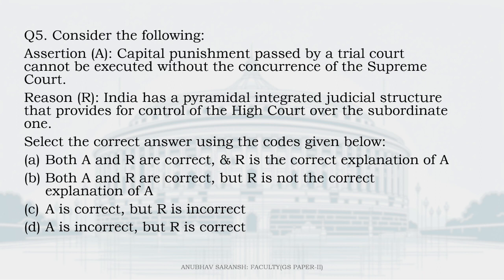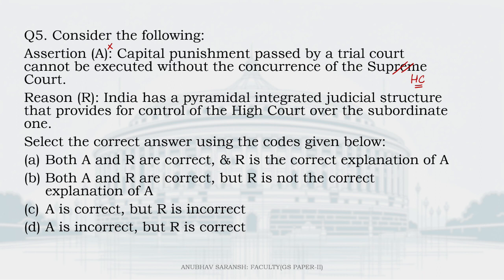Consider the following. Assertion reason based question. Assertion: Capital punishment passed by a trial court cannot be executed without the concurrence of the Supreme Court. Now, if you read the statement here, capital punishment passed by a trial court, meaning a lower court, a district court, cannot be executed without the concurrence of, is correct. Not Supreme Court, but the High Court's concurrence is required. So assertion is wrong. Assertion, which is a fact, is wrong.